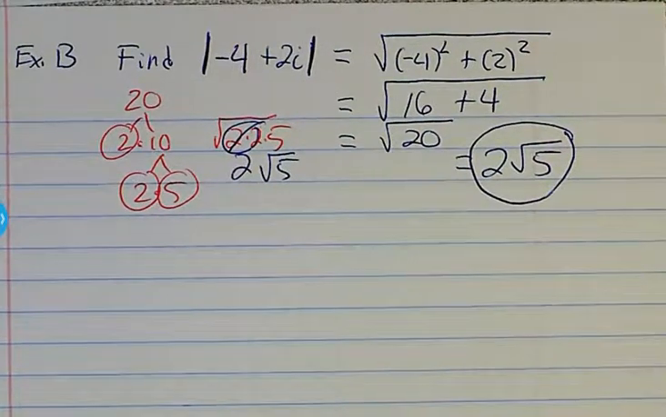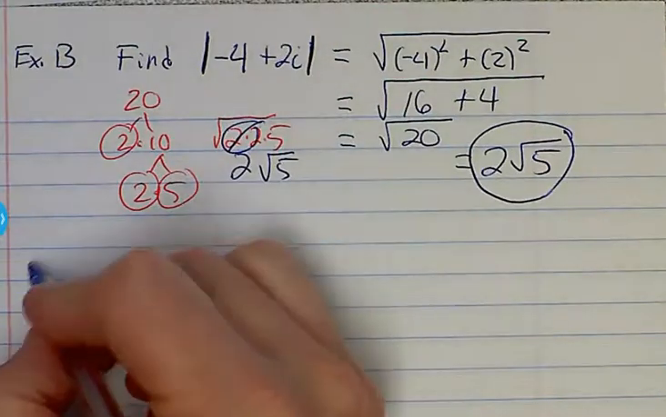So when you put the i in, for this part, when you're finding just the absolute value, you don't worry about the i. You just worry about the numbers that are in front. Okay, let me give you one more on this one, real quick.